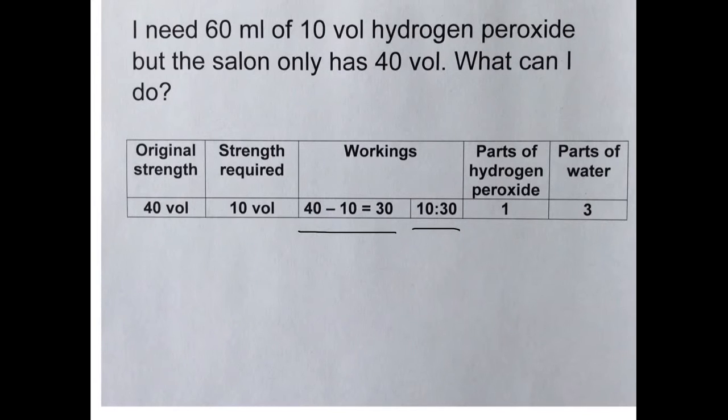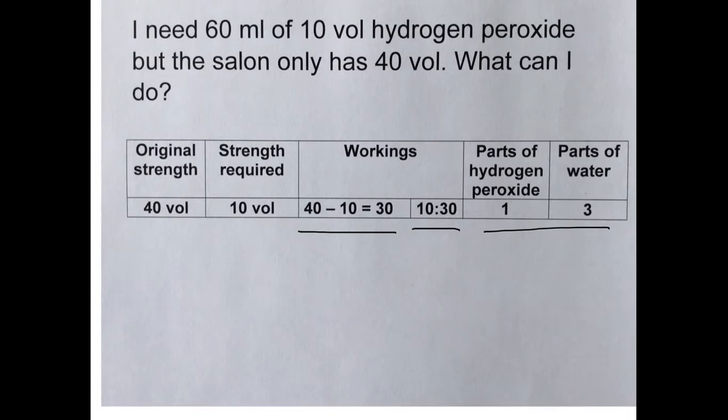How do we simplify a ratio? What number would divide into both sides? Well, 10 could be divided by 10, and 30 could be divided by 10. So 10 divided by 10 is 1, and 30 divided by 10 is 3. So we're looking for a 1 to 3 ratio. So 1 part of hydrogen peroxide mixed with 3 parts of water.